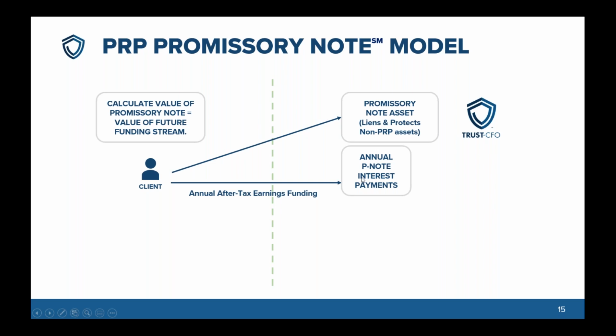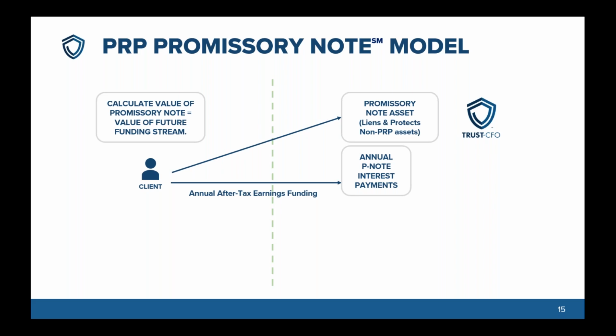Is that a bad thing? Not in my view, because now what we're doing is we're capturing and protecting the after-tax earnings from a client that they should be wanting to protect anyways. So it helps accentuate future value and protect future value. But now what we've done is we've got these annual promissory note interest payments in the bucket.